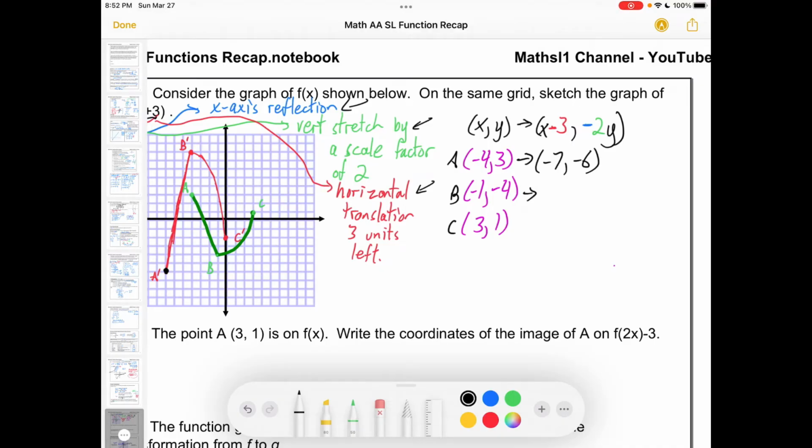Similarly, for the point B, negative 1 minus 3, so I'm just applying this rule over here, gives me negative 4. Negative 2 times negative 4 would give me positive 8. And guess what? That's the location of this new point over here. And lastly, 3 minus 3. So again, I'm just applying this rule. Gives me 0. And negative 2 times 1, because my y value here is 1, would be negative 2.